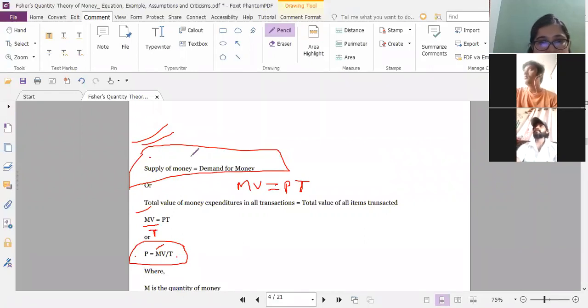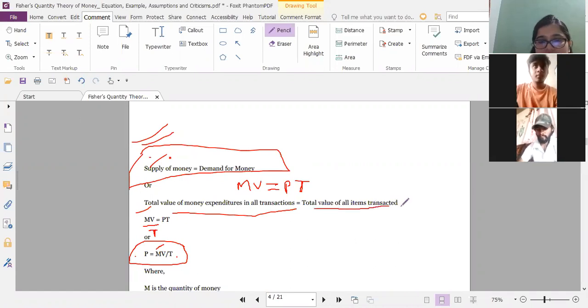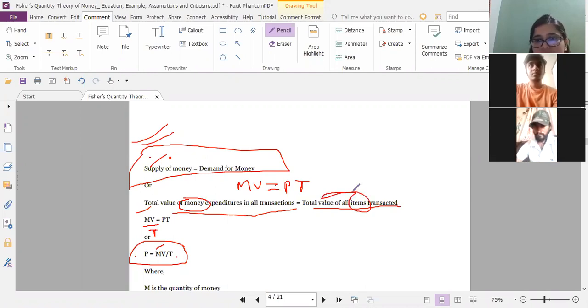This is what we saw earlier, supply is equal to demand. Total value of money expenditure, total value of all items transacted, right? So here we're talking about total money expenditure, but here it is all about the total value of all items transacted.